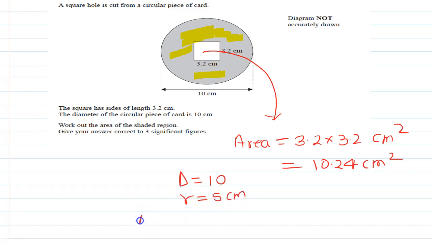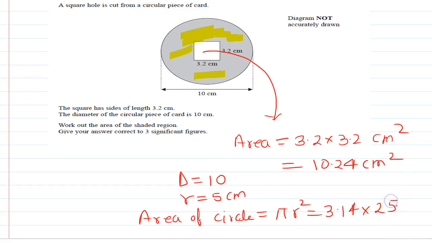So the area of the big circle, let's write down, area of a circle is pi r square. Pi is 3.14, r is 5, 5 square is 25. So let's do it, 3.14 times 25 equals 78.5. So 78.5 centimeter square.